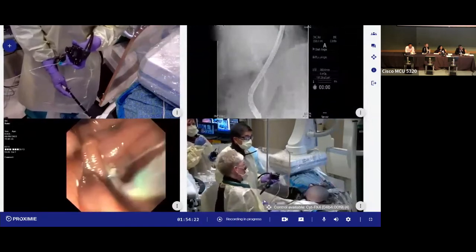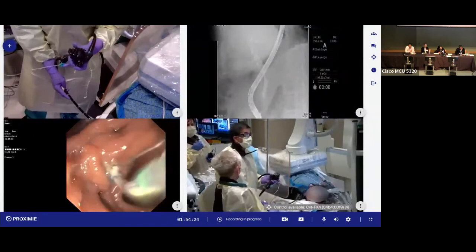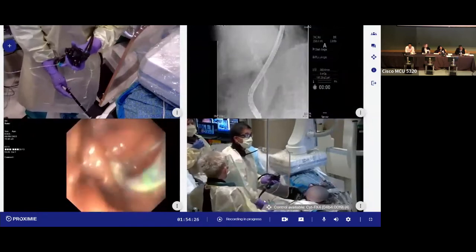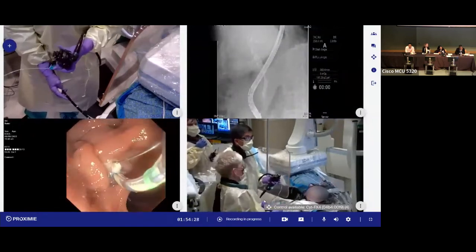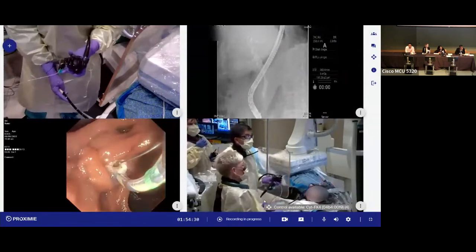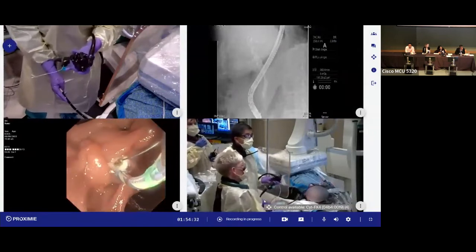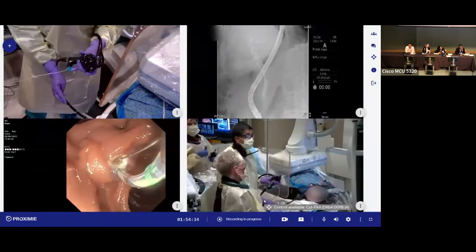And Raj, even when we looked at the stones, we looked at the stones on EUS, none of them were greater than 10 millimeters. Oh, I see. All right. So maybe we'll get a 10 to 12.